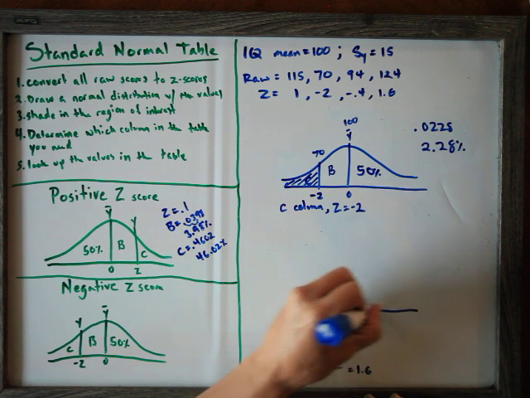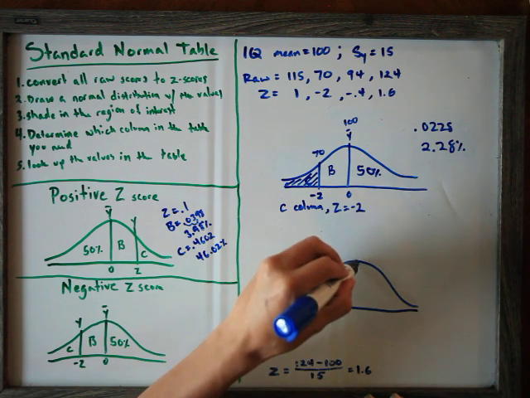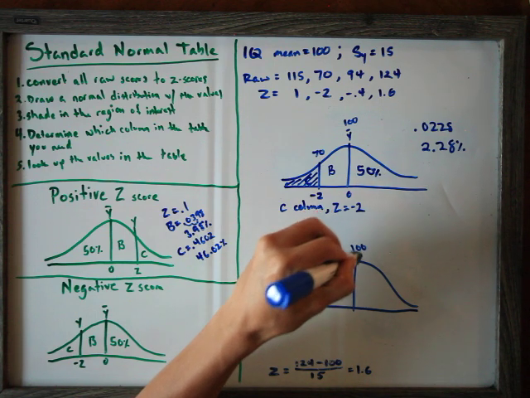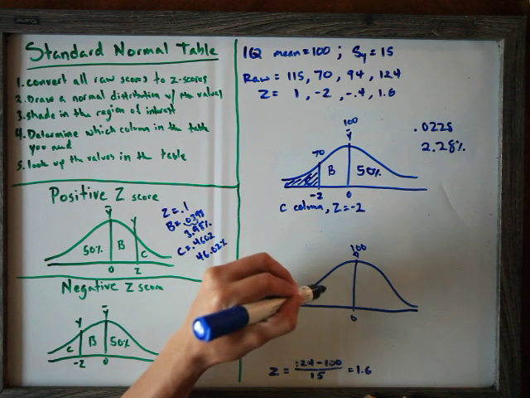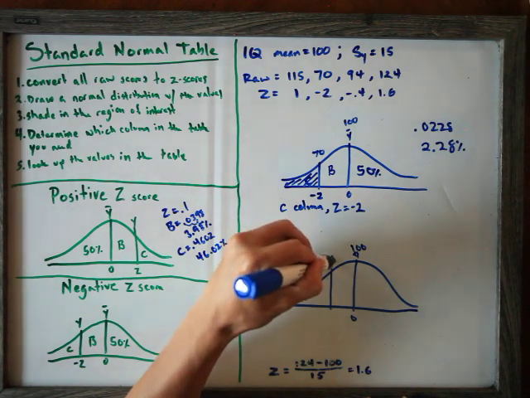We'll do one more with the negatives. How many people scored higher than 90? Okay, so here's 100, that's our mean. That has a standard deviation of 0. 90 is less than 100, so it goes to the left.